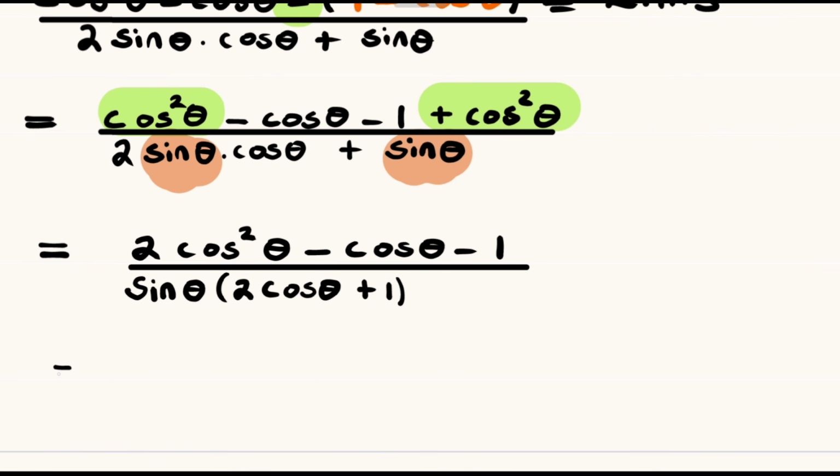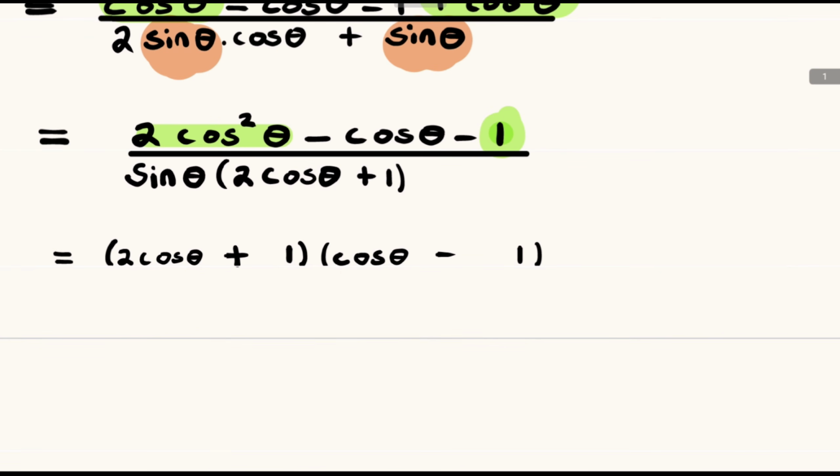We factorize the numerator. The factors of the 2 cos squared theta will be 2 cos theta and cos theta, and the factors of the 1 will be 1 and 1, and the signs. So let's start with negative here and positive here. So no, it's not gonna work. So we need positive that side and negative this side.